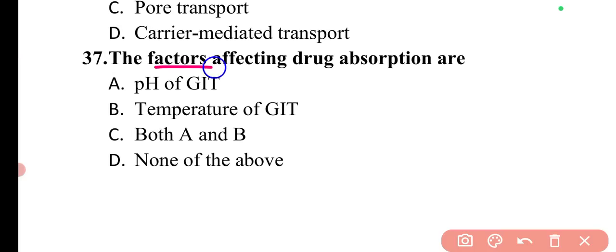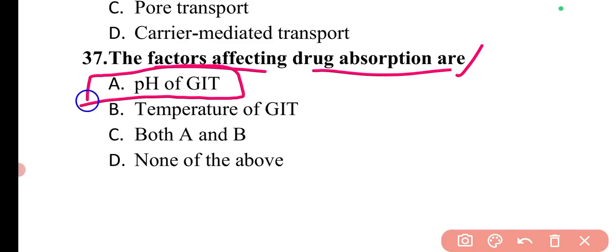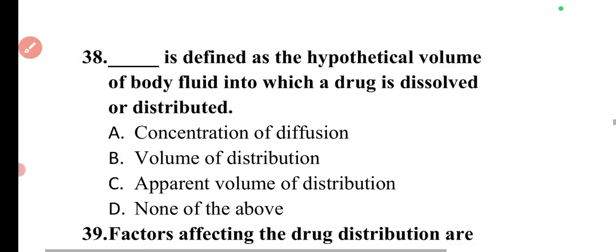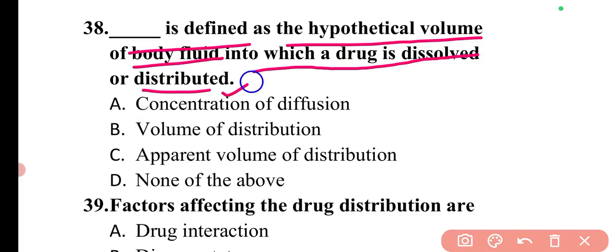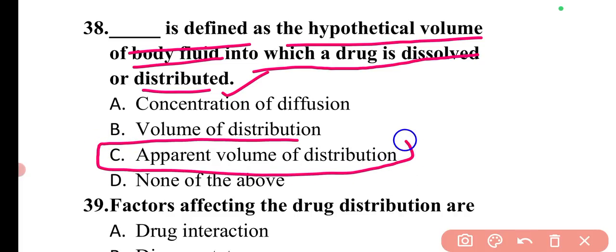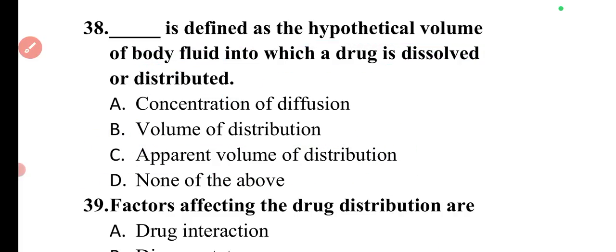Next question is, the factors affecting drug absorption are. So the factors which affect drug absorption include pH of GIT, not the temperature. So here option A will be the correct answer. Next question is, dash is defined as the hypothetical volume of body fluids into which a drug is dissolved or distributed. So this is the apparent volume of distribution, which is the hypothetical volume of body fluids. So here option C is correct.